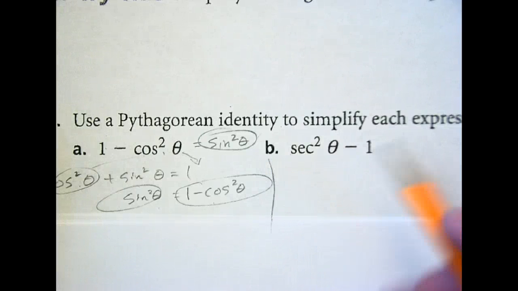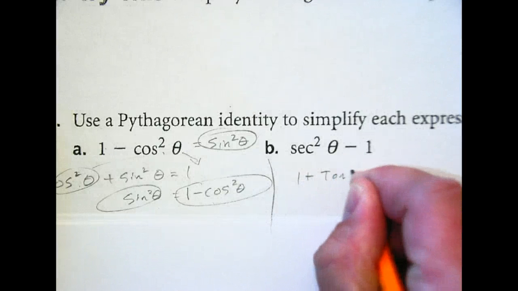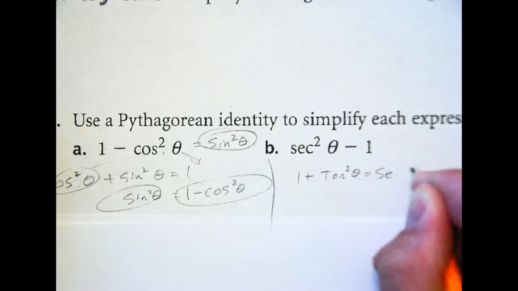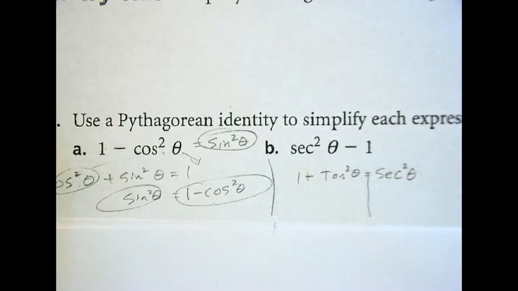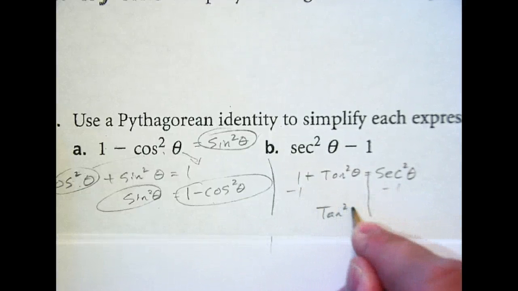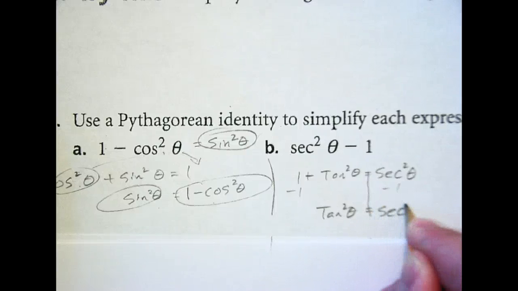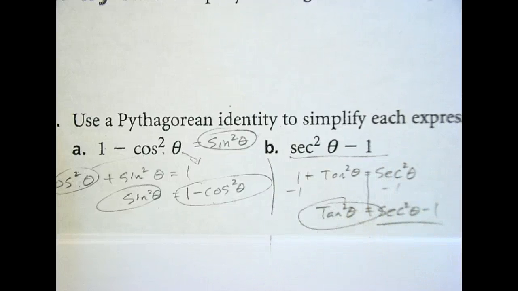Okay, the other identity, we have secant squared theta. We know that 1 plus tan squared theta is equal to secant squared theta. If I take that, how do I get it to look like that? Brooks? Subtract 1. Yeah, subtract 1 on both sides. So now I have tan squared theta is equal to secant squared theta minus 1. That's what we want. Those are the same. So our answer is tan squared theta. If I had an equation and I saw this, I could plug tan squared in, and that could possibly help me out.